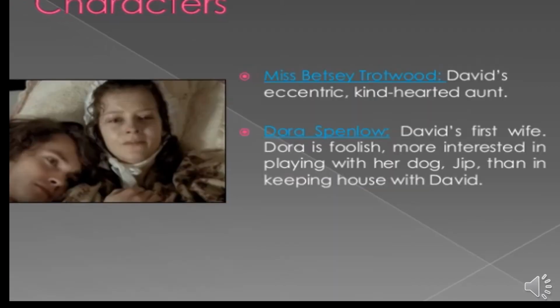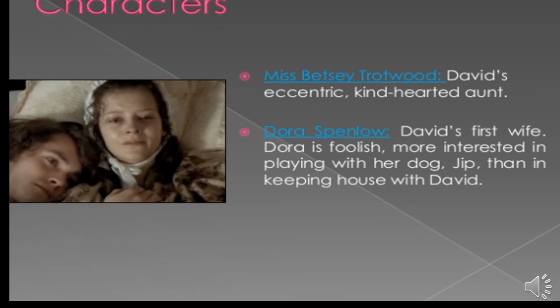Miss Betsy Trotwood, David's aunt. A very strange and hot-tempered character, although Miss Trotwood was kind. Miss Trotwood helped David when he came for help, and educated him until he was able to support himself. Miss Trotwood also helped the Micawbers and offered them money.